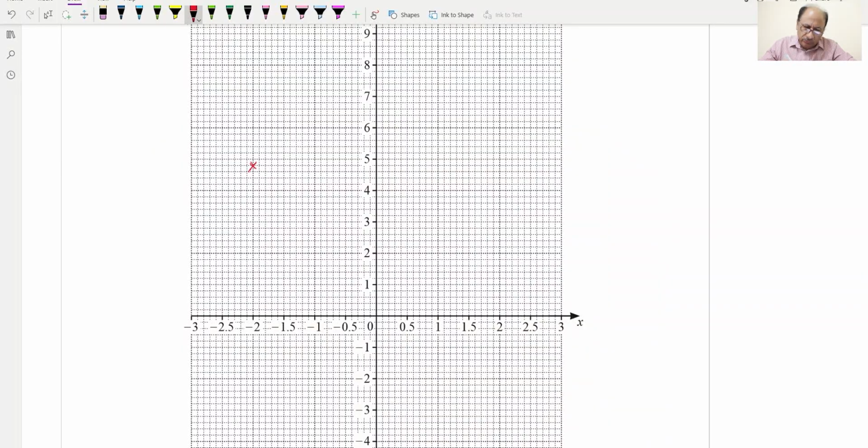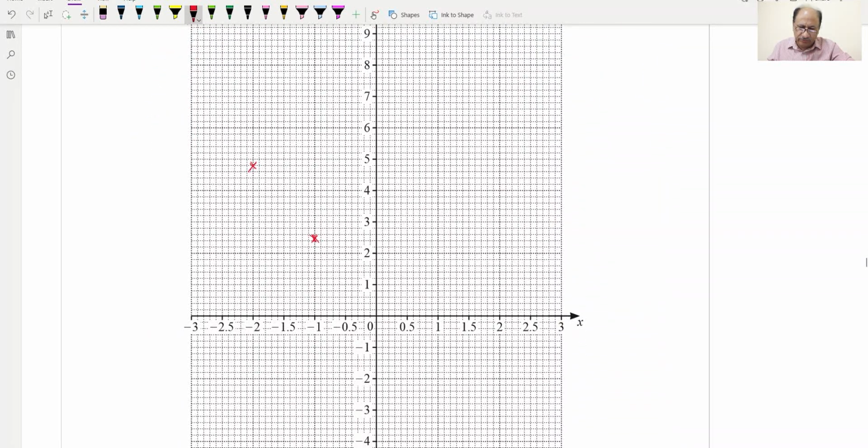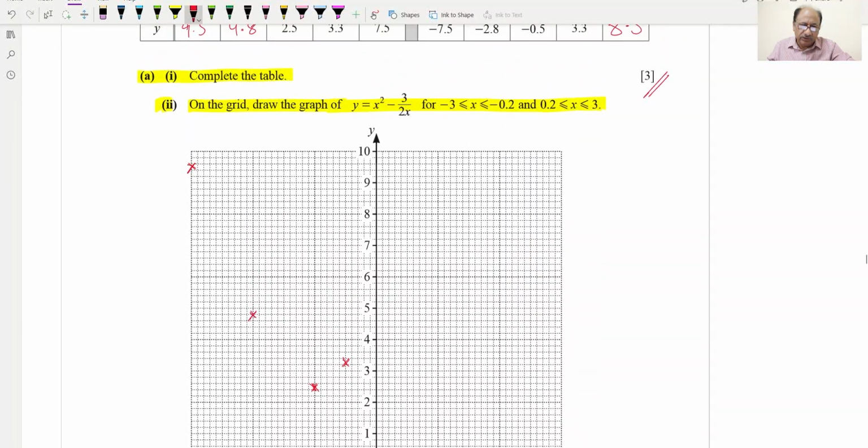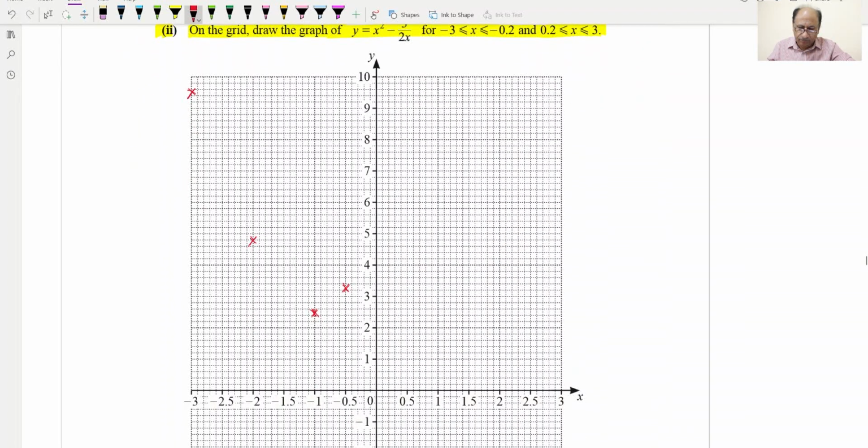Minus 1 and 2.5 is this point, and the next value is minus 0.5 and 3.3, which will be this point. We can write this as 3.3, and next is what? The next value is minus 0.2 and 7.5. Minus 0.2 and 7.5 will be this point.